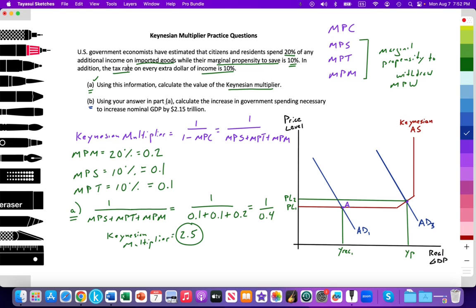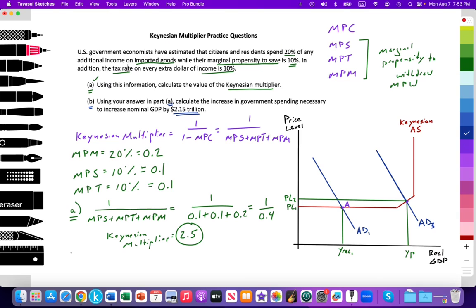Using your answer in part A, calculate the increase in government spending necessary to increase nominal GDP by 2.15 trillion. So what level of government spending is needed to achieve $2.15 trillion of spending when the Keynesian multiplier is 2.5? Go ahead and pause the video and calculate what your answer would be on a paper 3 type of exam. Pause the video now.